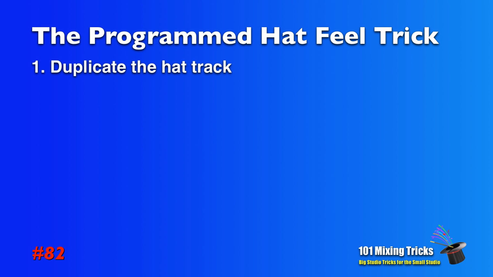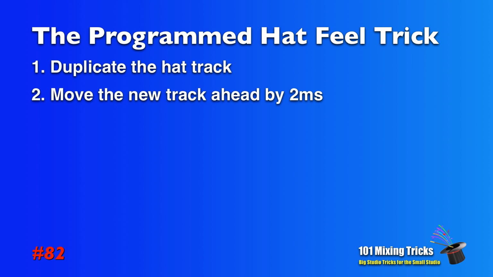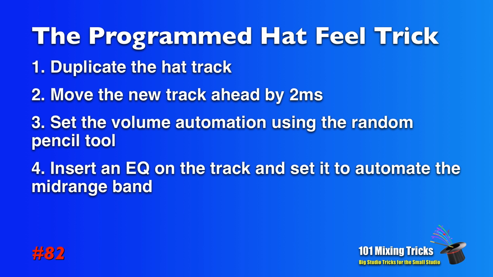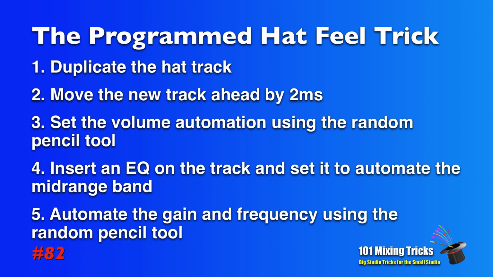If you want to improve the feel of a programmed hi-hat, first duplicate the hat track. Move the new track ahead by about 2 milliseconds. Now set the volume automation of the track by using the random pencil tool. Only a dB or 2 is required. Insert an EQ on the track and set it to automate the mid-range gain and frequency. Finally, automate the gain and frequency of the EQ by using the random pencil tool. Again, only small changes are necessary. And that's the programmed hat feel trick.